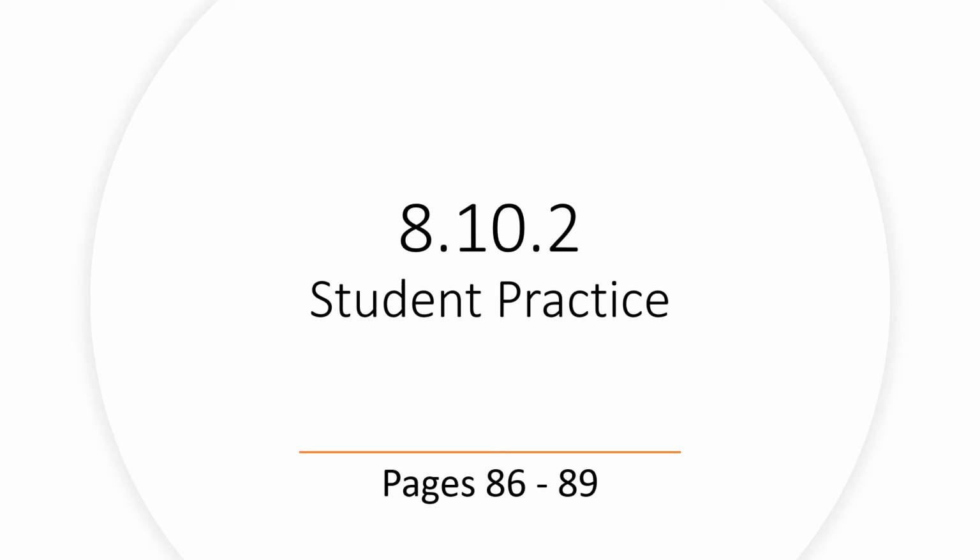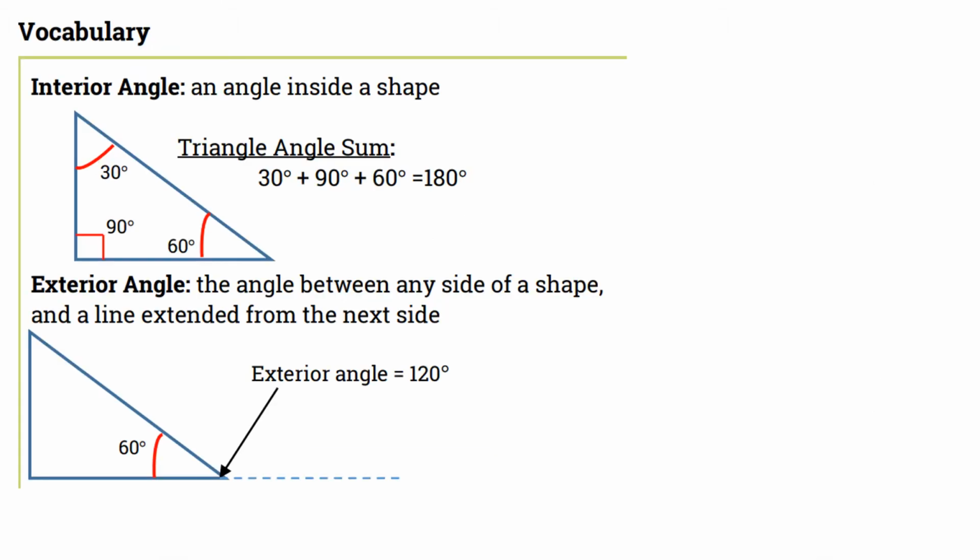Okay, this is the lesson on Unit 10, Lesson 2, Student Practice, pages 86 to 89. So this is our vocabulary, important concepts here. The interior angles, these guys inside the triangle, they're interior. And the triangle angle sum, the angle sum theorem: when you add up the three angles in a triangle, you always get 180 degrees.